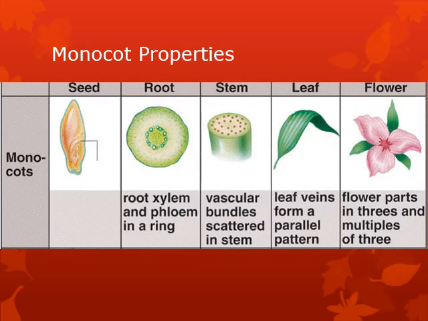Monocots. If I was to hypothetically, maybe sometime in the future, give you a plant and say, hey, figure out whether this is a monocot or a dicot, you could look at it and ask, how many cotyledons are in the seed? Split it open. If you see two cotyledons, it's a dicot. If you see one cotyledon, it's a monocot. The root of a monocot has the xylem and phloem in a ring, whereas in the stems the xylem and phloem are spread throughout.